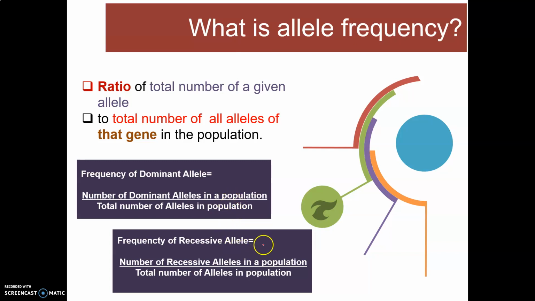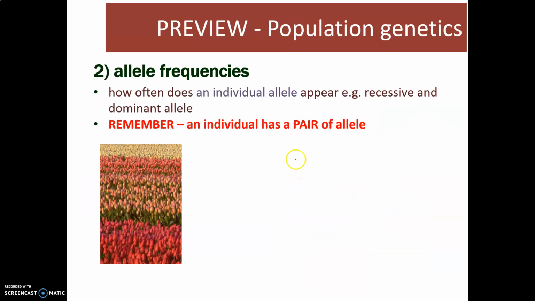And for the frequency of recessive allele, kita just tukar saja. The number of recessive allele in the population, kita bahagi dengan the total number of alleles in the population. Okay, itu saja. Dua formula ini saja yang kita guna bergantung kepada soalan. Okay, now, ingat you have to remember that an individual has a pair of allele. You have to know that.